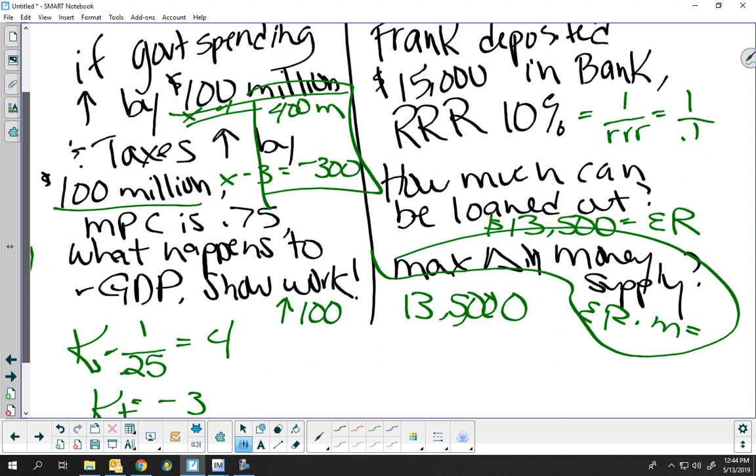Exactly. Oh, since it says show your work, couldn't you just write a sentence saying since the KS multiplier is bigger and you're getting multiplied by the same thing, GDP will go up? Or should you write out the entire thing? I would write out 100 times 4 is 400. 100 times negative 3 is negative 300. 400 minus 300 is 100. That's what I would do.